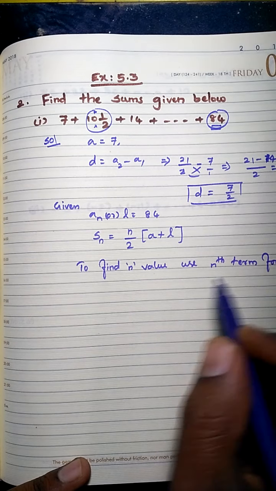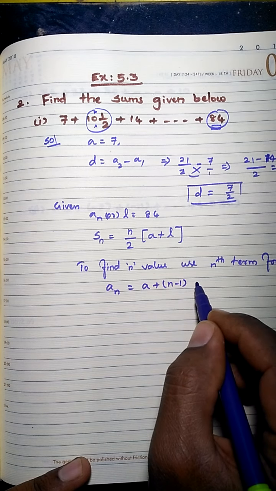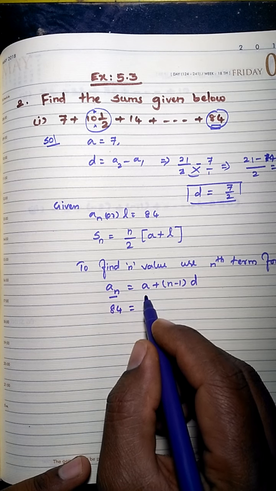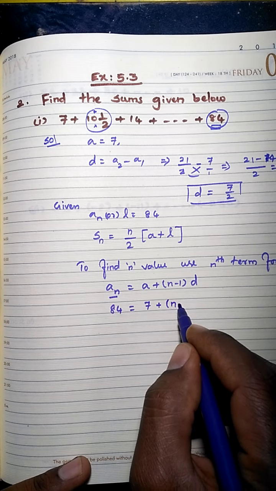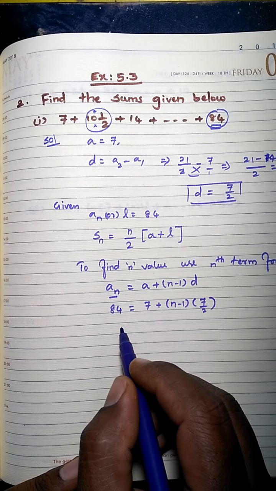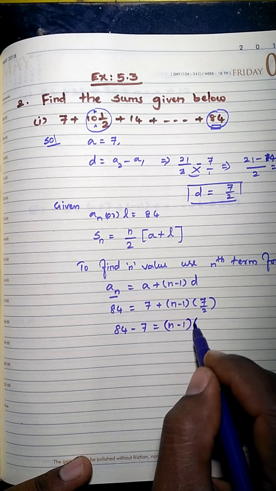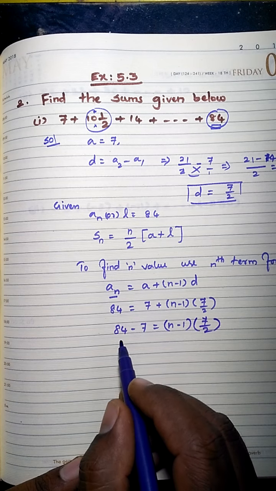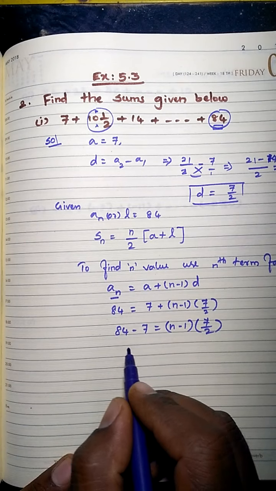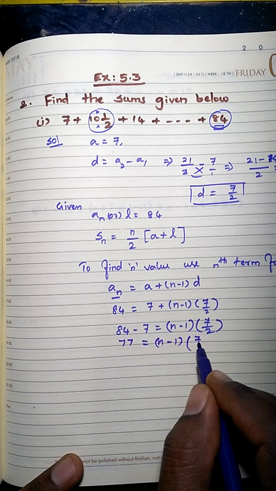If you use the nth term formula, we know the nth term an is equal to a plus (n minus 1) into d. An is the last term, which is given as 84, a value is 7, n we don't know, common difference is 7 by 2. Just take the plus term to the other side, then you will get 84 minus 7 equal to (n minus 1) into 7 by 2. So 84 minus 7, you will get 77 equal to (n minus 1) into 7 by 2.